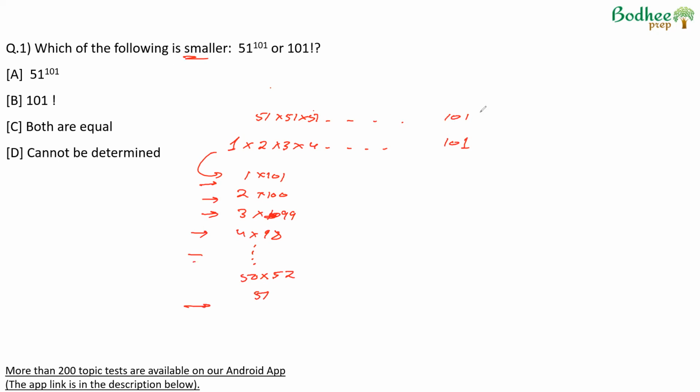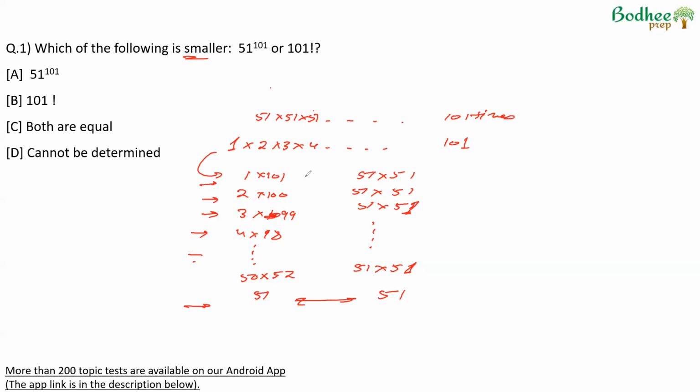We make similar groups for 51 raised to 101. We have 51, 101 times, so 50 times we can write 51 into 51, 51 into 51, 51 into 51, and so on. This will account for 50 pairs of 51s and then a 51. Clearly, these two are equal.